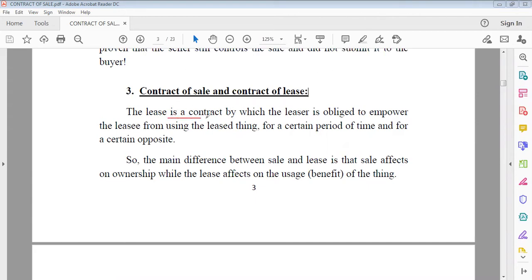So the lease is a contract by which the leaser, this is the first part, is obliged to empower or to enable whom? To enable the leasee. To enable them to what? To use the leased thing for a certain period of time. And that's all in an opposite, which is paid by the leasee to the leaser.